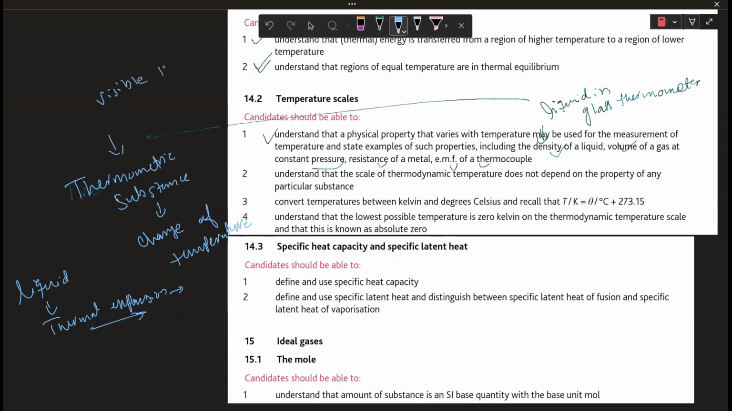Visible to naked eye, doesn't stick with the apparatus, and has uniform thermal expansion.